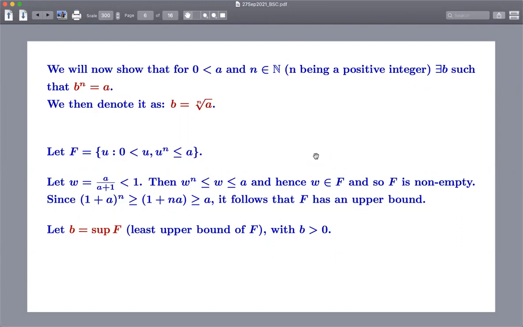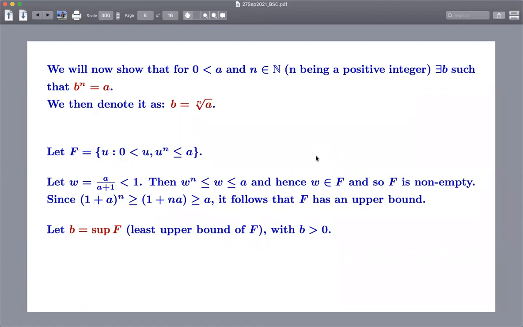Heuristics first. If u power n is less than or equal to a, then we can talk about nth root. The nth root of u power n will be u, and the nth root of a is what we are looking for, b. We as yet don't know it. So we list all numbers u which are positive, because with negatives and squares and so on, all kinds of issues will come. So we take only u's which are positive and look at the set of all u's such that u power n is less than or equal to a.